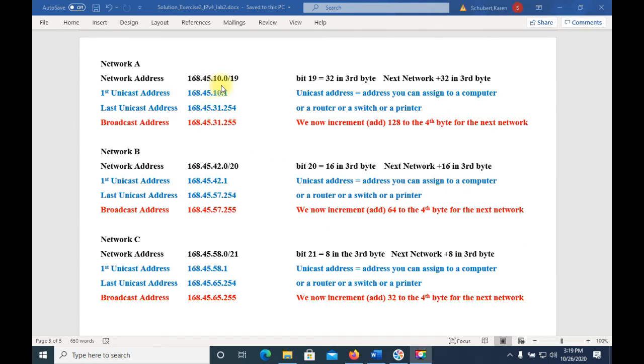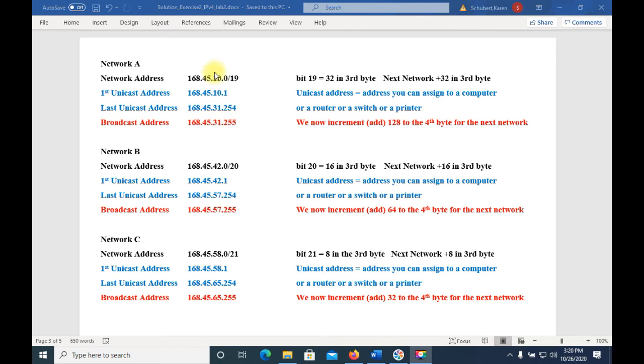Each of these networks has an enormous amount of unicast addresses. Network A over 8,000, network B over 4,000. Therefore, the first host is at 168.45.10.1. This is the first unicast address, but we need to increment or add to the third byte and the fourth byte. So we need to go up all the way to 31 in the third byte, all the way to 254 in the fourth byte, to arrive at the last unicast address of network A.